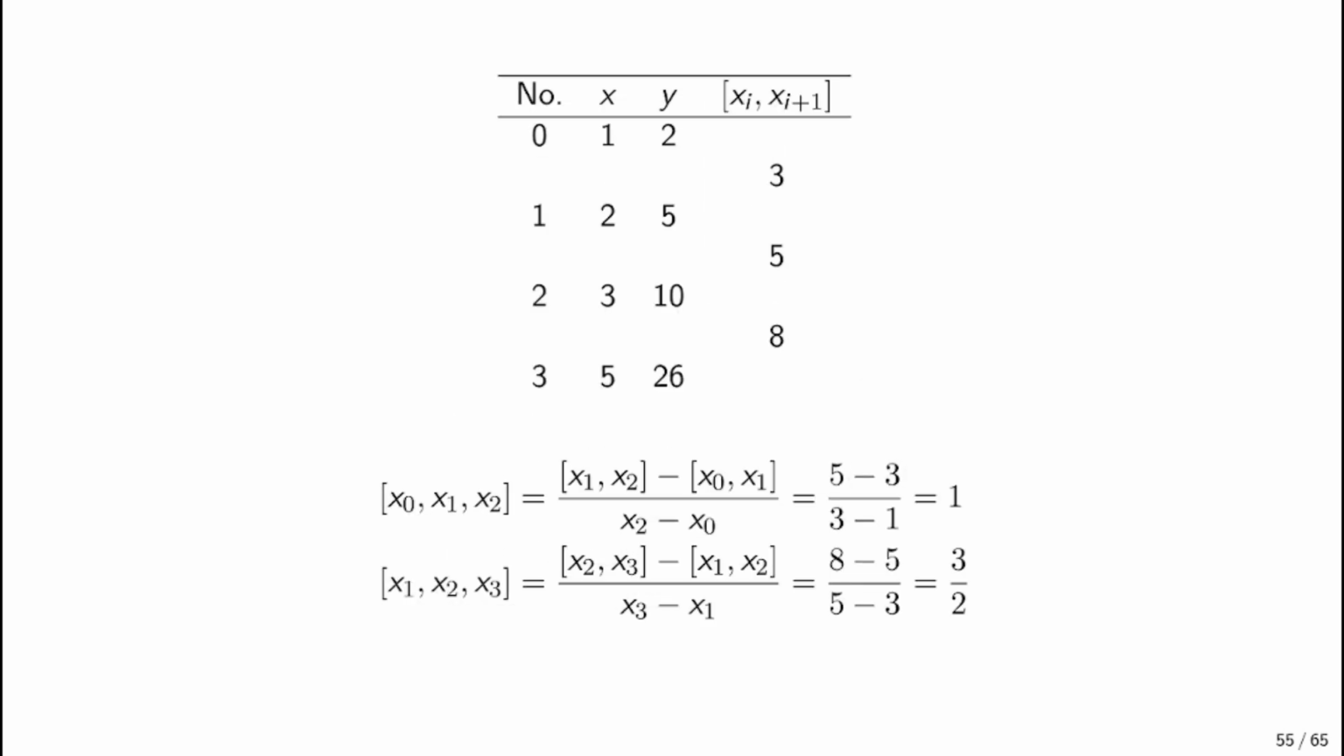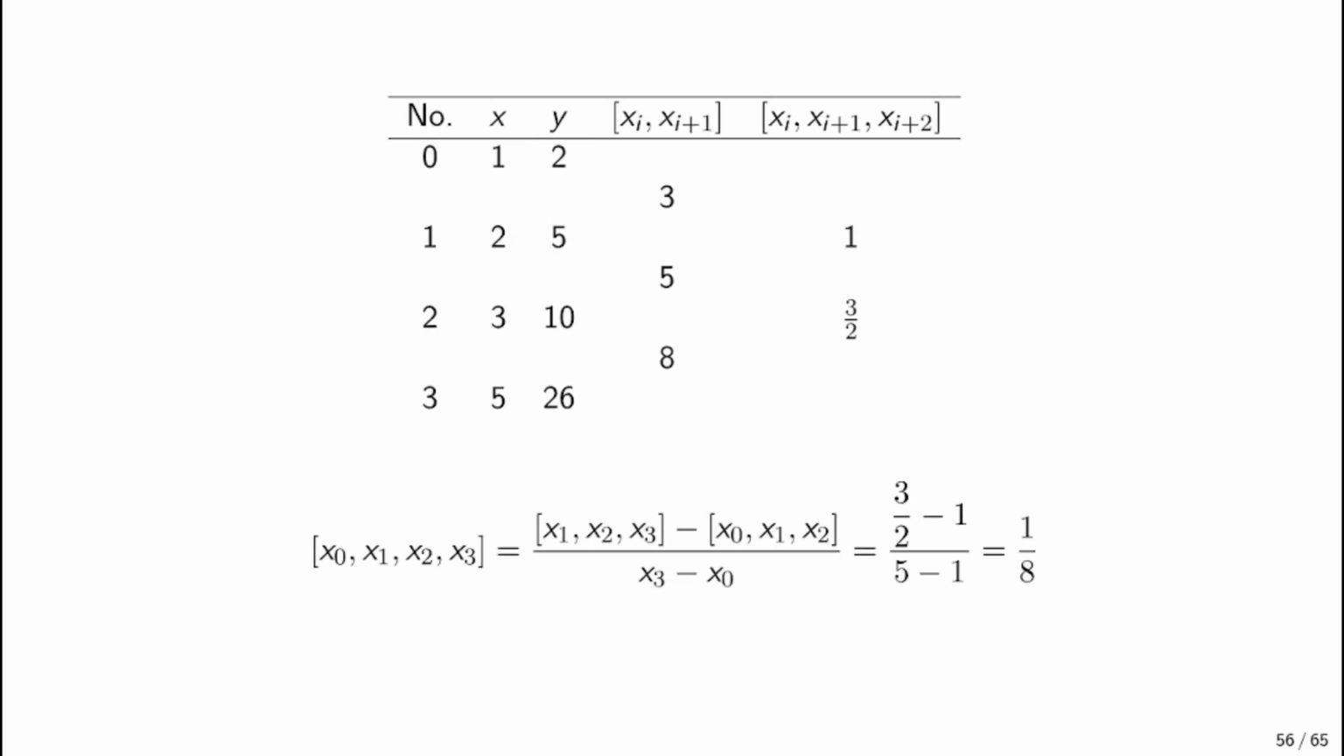Using the table, we will start calculating the second divided differences, that is, the divided difference of x0, x1, x2 as the divided difference of x1, x2 minus x0, x1 divided by x2 minus x0, which is 1, and the divided difference of x1, x2, x3 is 3 by 2. Now we can modify our table as above and calculate the next divided difference x0, x1, x2, x3 as 1 by 8.